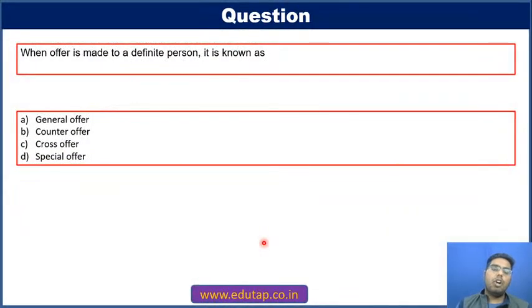Next is, when offer is made to a definite person, it is known as dash. General offer, counter offer, cross offer, special offer. When offer is made to a specific definite person, it is known as dash.